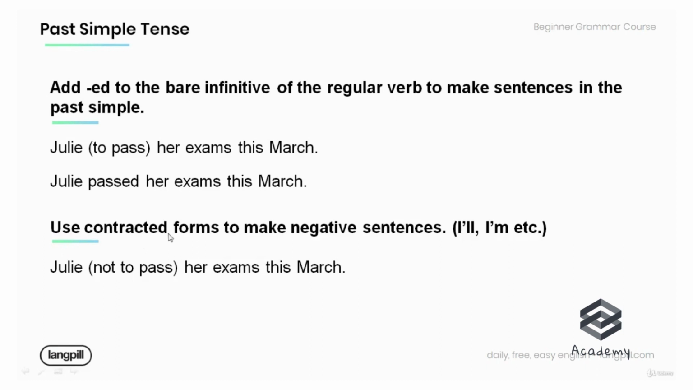Remember that we use contracted forms to make negative sentences. I'll, am, etc. Julie not to pass her exam this March. Julie didn't pass her exam this March.